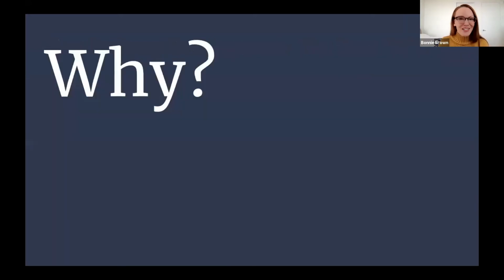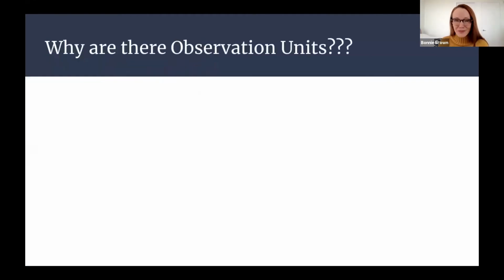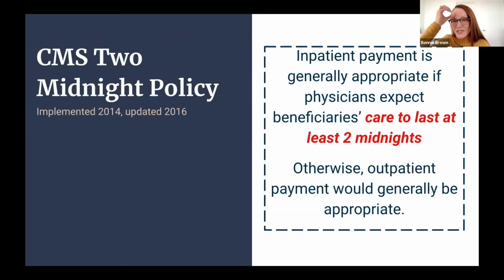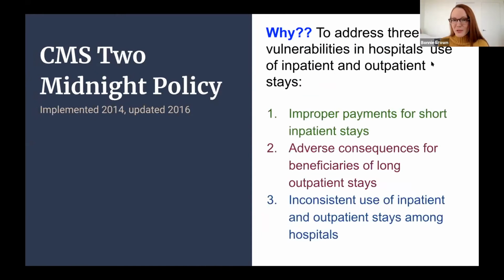All right. So let's switch gears and talk a little bit about why we have observation medicine to begin with. And it all comes down to money, really. That's why they were developed in the first place. So CMS in 2014 came out with the 2-midnight policy, which says that inpatient payment is generally appropriate if the physician expects that the patient's stay is going to be at least 2 midnights in the hospital. Otherwise, outpatient payment would generally be appropriate. And observation, as I said, is outpatient. So this was implemented in 2014 and then updated again in 2016.